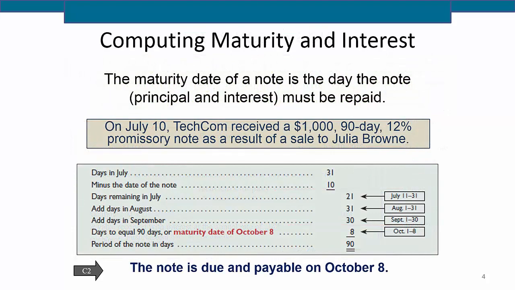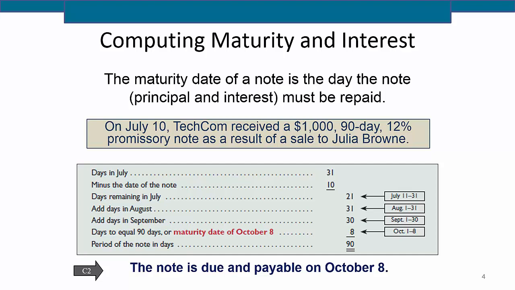Now, the maturity date of a note is the day the lender receives its cash in the form of principal and interest. The period of a note is the time from the note's date to its maturity date. Many notes mature in less than a full year, and the period they cover is often expressed in number of days. The maturity date of the note is important because it determines how much interest must be paid to the lender.